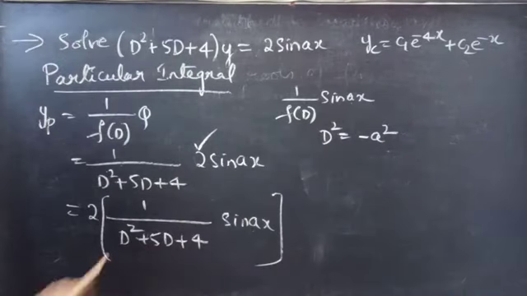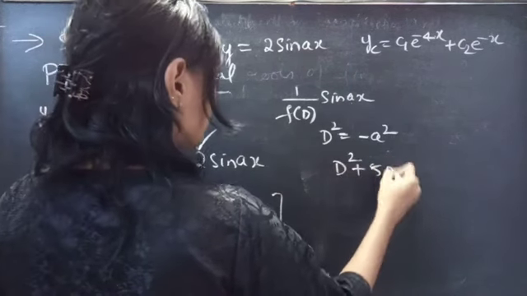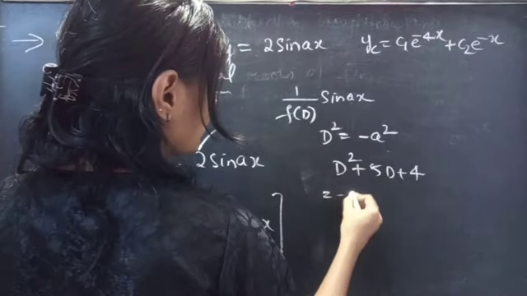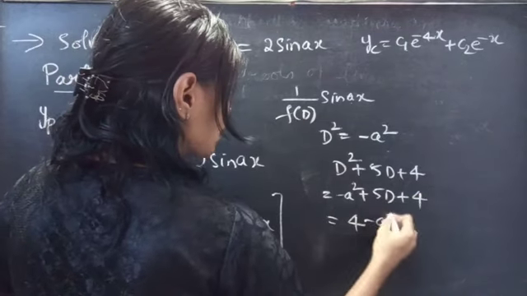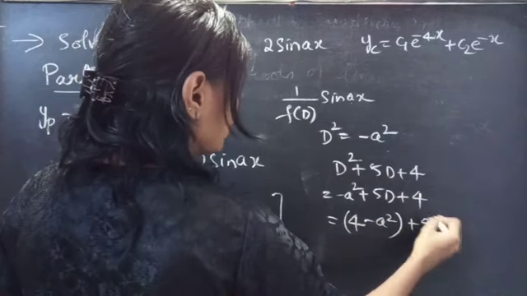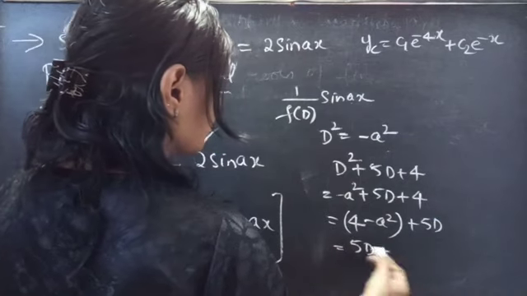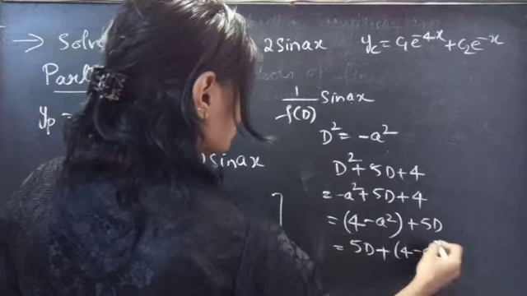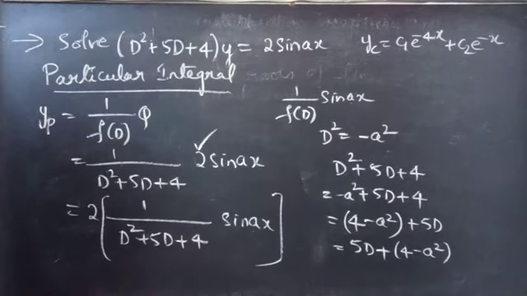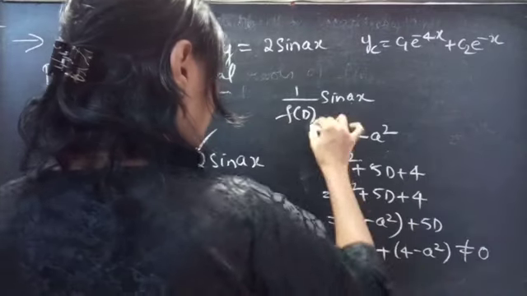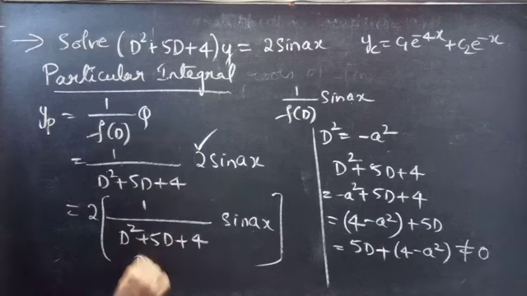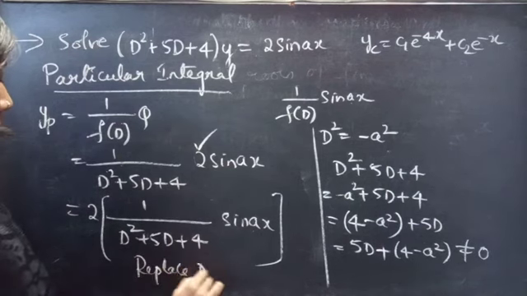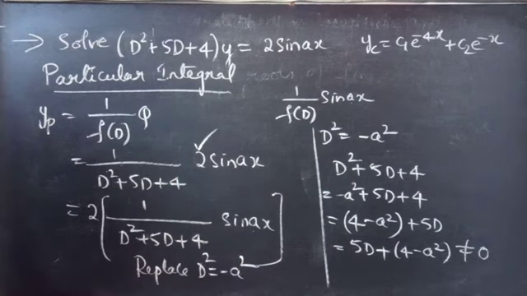So let's see what happens if we replace D squared by minus a squared in the denominator. I'll just take the denominator part and replace D squared by minus a squared. Then I'll get 4 minus a squared plus 5D, the term involving D, plus constants, which is non-zero. So the denominator is non-zero after replacing D squared by minus a squared. So we can just replace D squared by minus a squared.